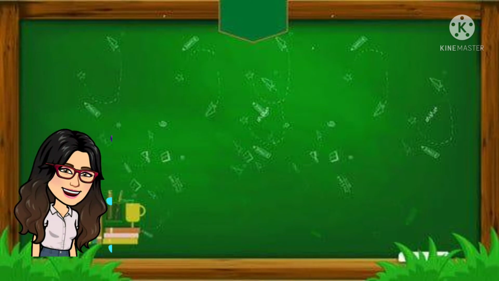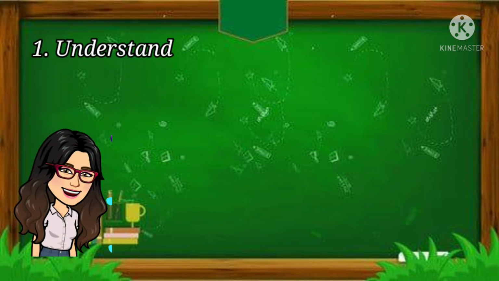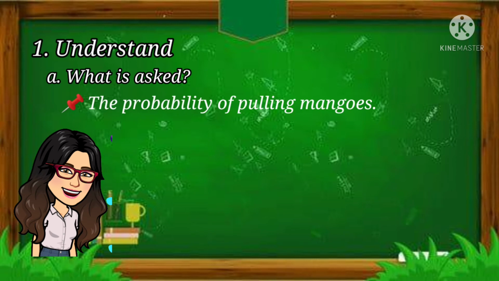Here is the problem. A bag contains 12 mangoes and 4 bananas. What is the probability of pulling a mango? Again, let us solve the problem step by step. Now, let us understand the problem. What is being asked in the problem? It is asking for the probability of pulling a mango.